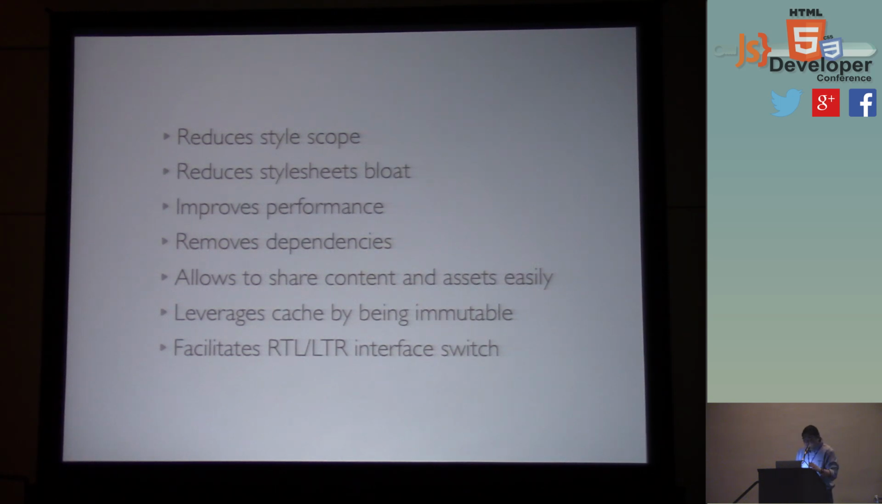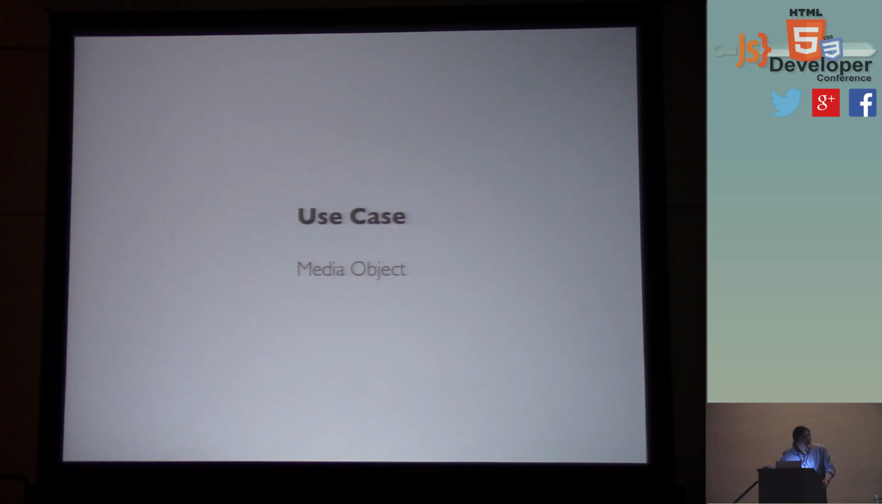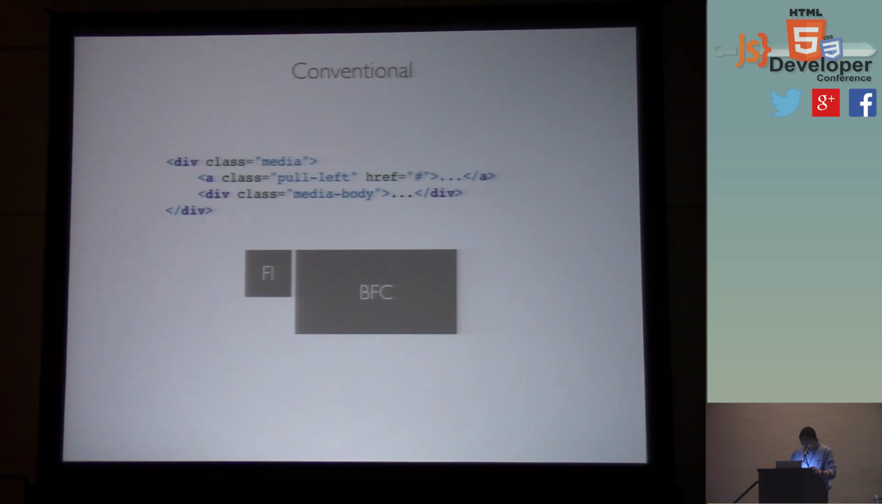So yeah, this helps a lot with this context switch. So let me talk about a little bit of the use case. The media object is a very popular way to style things today. We have this in Bootstrap, we have this in many other frameworks. A lot of people like to call it the media object. Well, what that really is, is nothing more than a block formatting context and a float element, right?